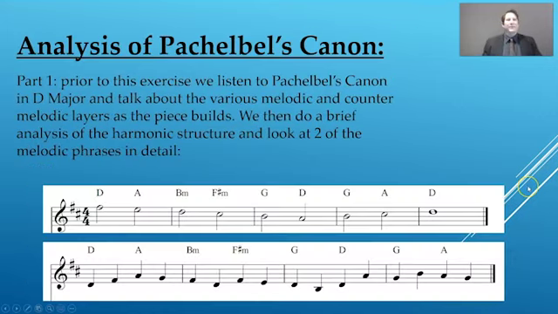So one of the first things I like to do is a little bit of a listen to Pachelbel's Canon. I like to talk about the different melodic and countermelodic layers that are used in the piece, how it builds, the texture, and then I do a little bit of a brief analysis of the harmonic structure, and I look at 2 of these melodic phrases in detail here that you can see below.